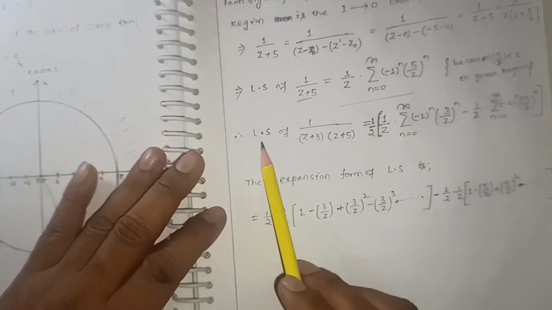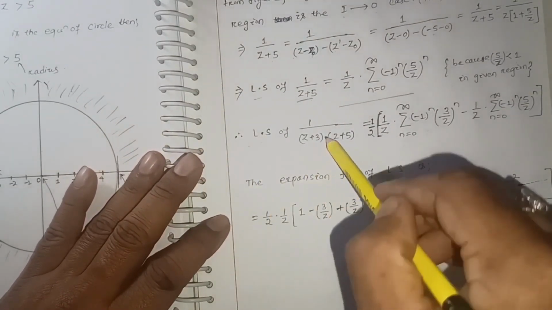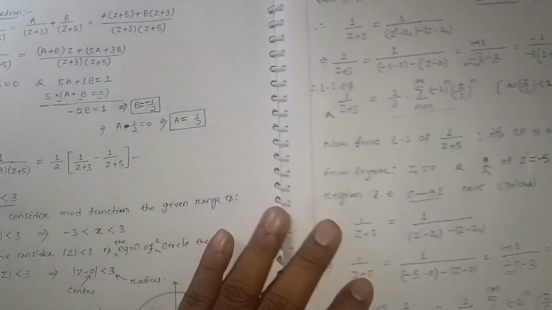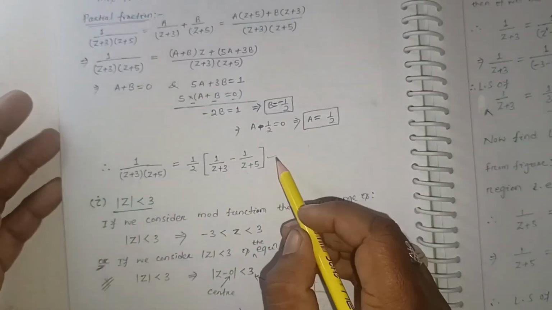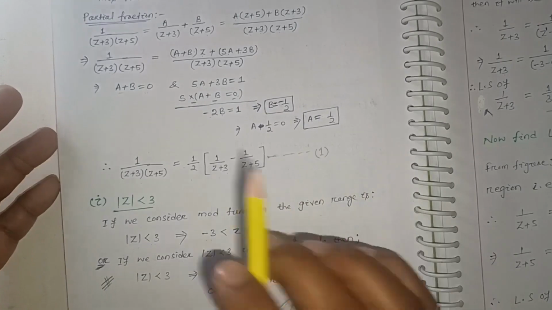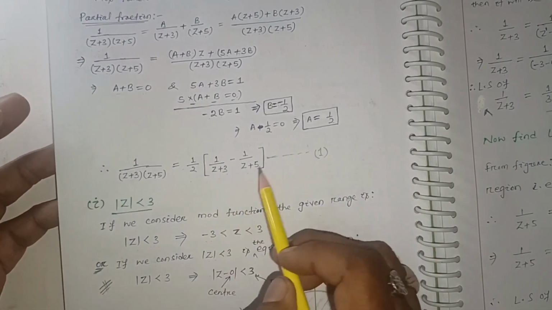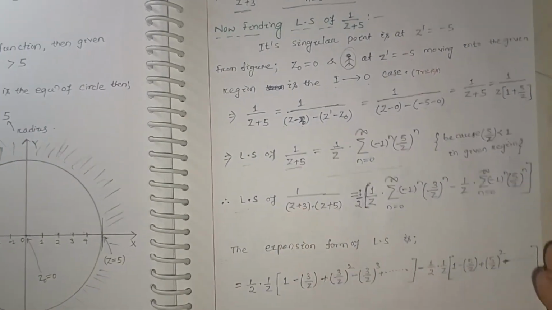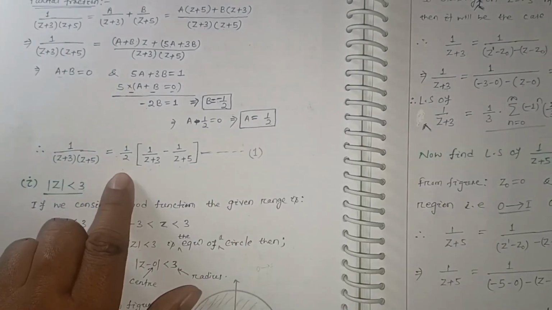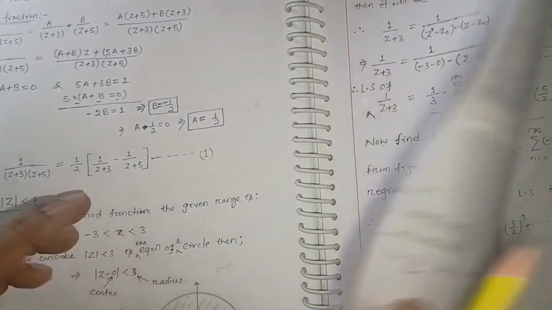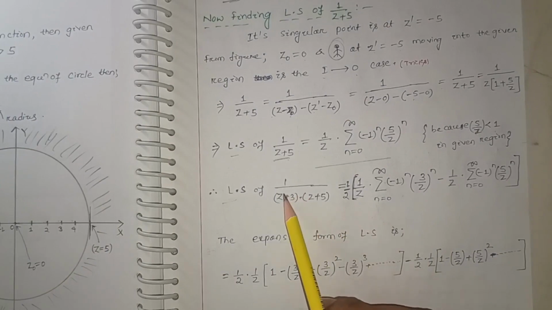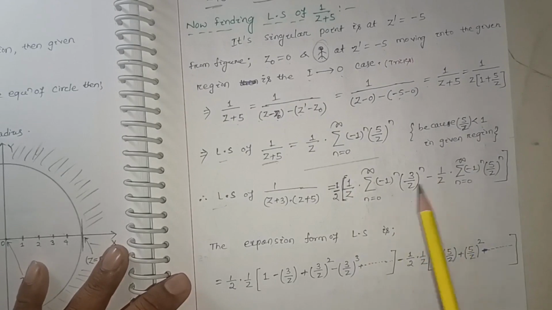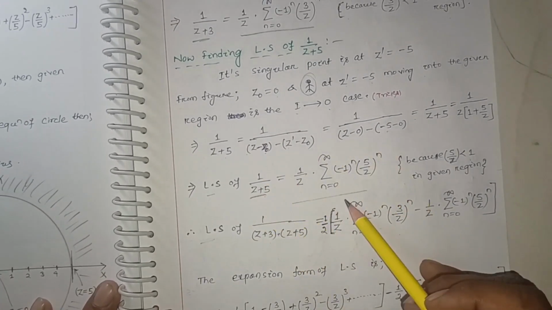So finally, what will be the Laurent series of 1 by z plus 3 into z plus 5? After partial fractions we found this one, and you can consider it as equation number 1. We just have to substitute the Laurent series of 1 by z plus 3 here and of 1 by z plus 5 here. So what will be the final Laurent series of this function? It will be 1 by 2, already 1 by 2 is there, whole into this one: the Laurent series of 1 by z plus 3 substituted, then minus the Laurent series of 1 by z plus 5 substituted.